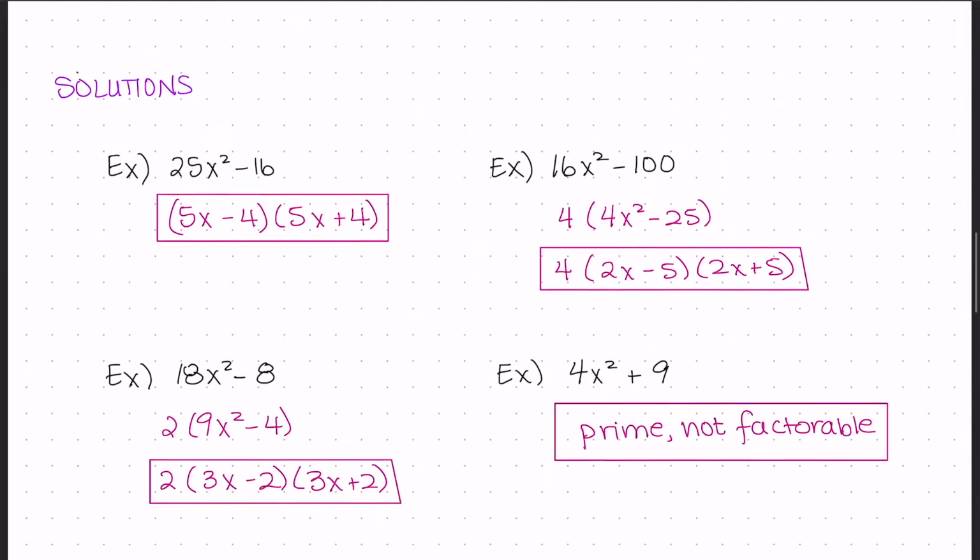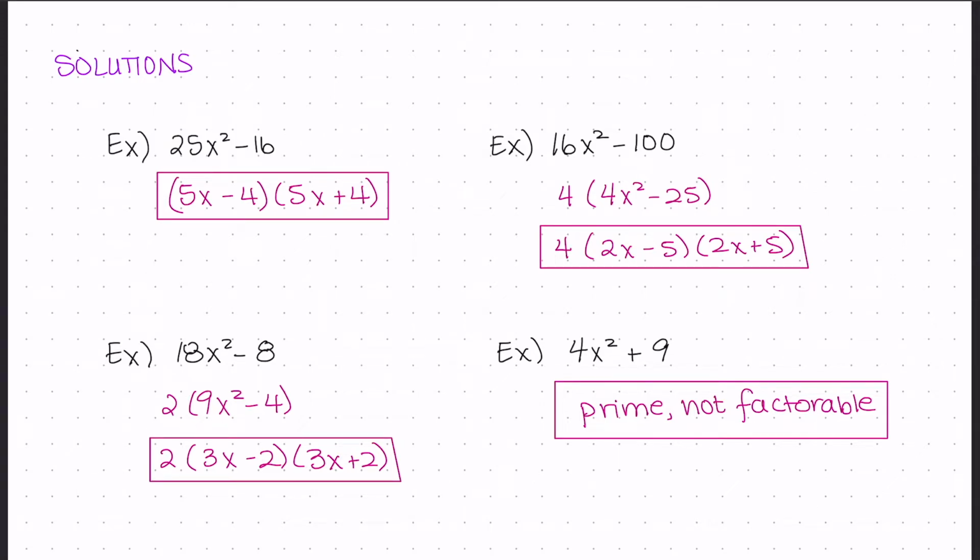All right, here are the solutions to them. I did throw a couple little tricks in here. So first of all, this one, subtraction between perfect squares. Square root of 25x squared is 5x. Square root of 16 is 4. And one gets a plus, one gets a minus. And that's all there is to it.